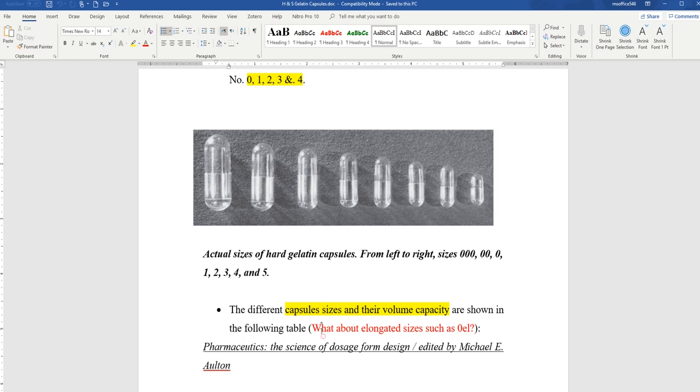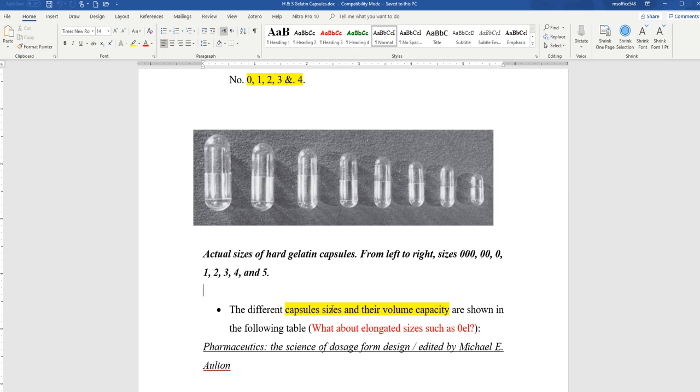Okay? So you have a homework. This homework is to tell me what the elongated capsule sizes are. Of course, most elongated capsule sizes are 0 and 1 and 2. They are for these capsules. 0, 1 and 2. So what are these elongated?